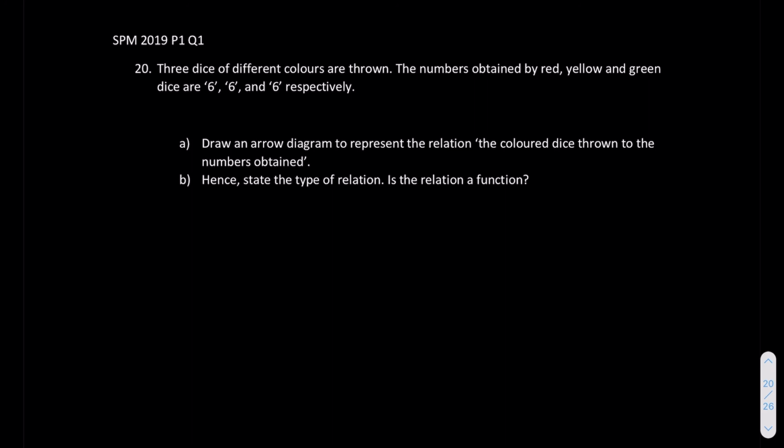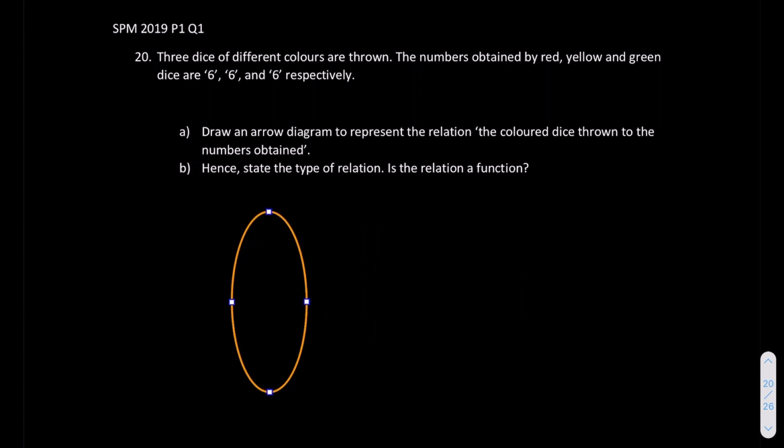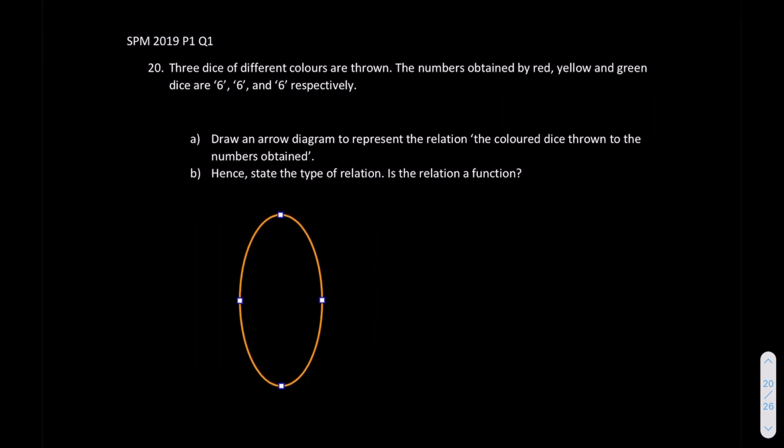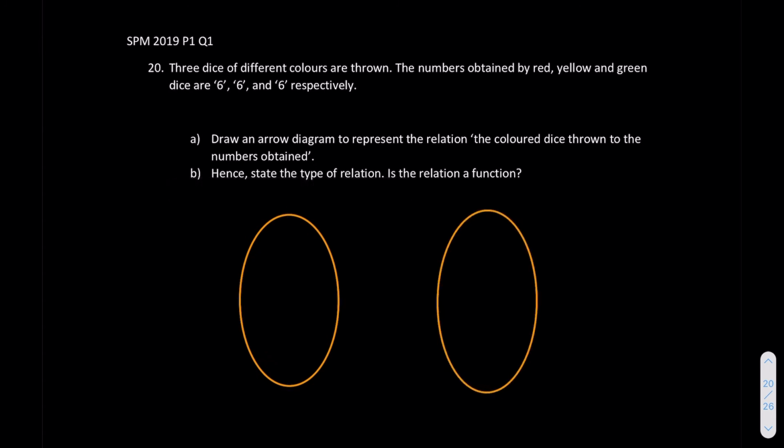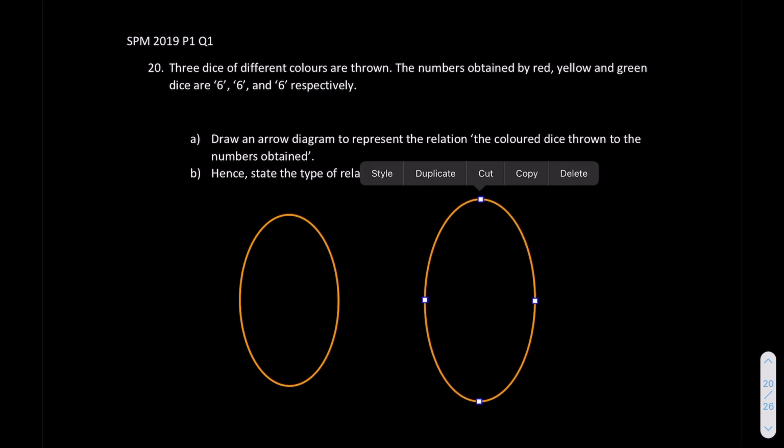Next question, question 20 now. We have 3 dice of different colors thrown. The numbers obtained by the red, yellow, and green dice are 6, 6, and 6. Wow, triple 6. Draw an arrow diagram to represent the relations of the set, the color dice thrown, to the number obtained. It means that we want to know how they relate from the color dice to the number.